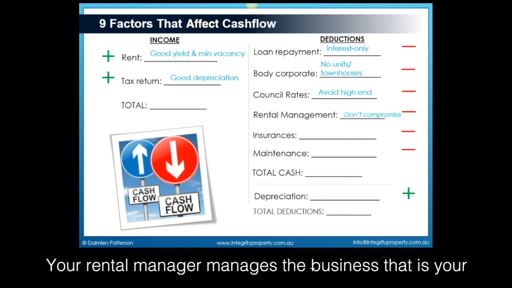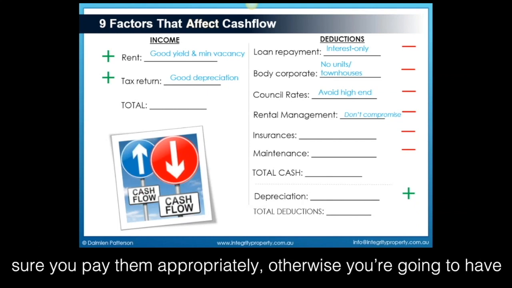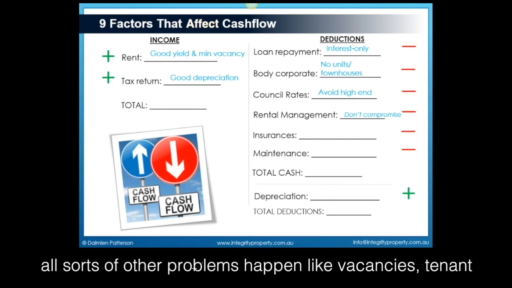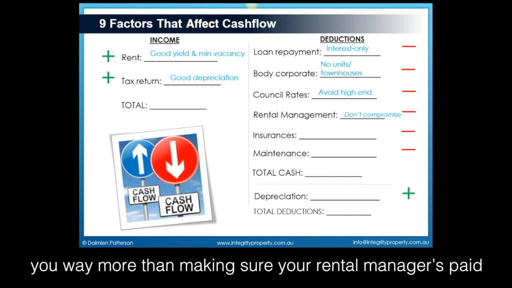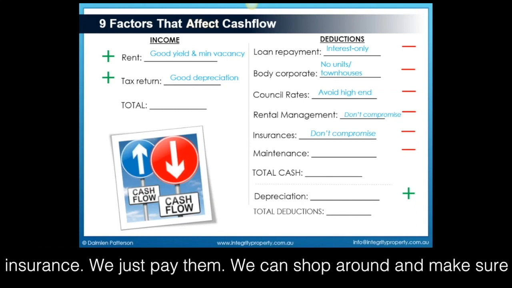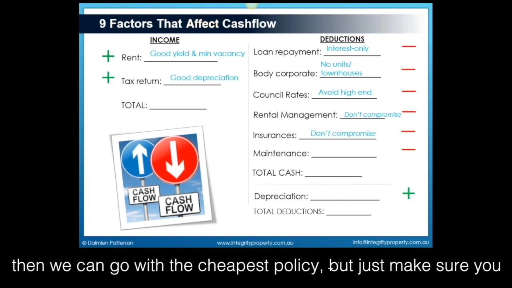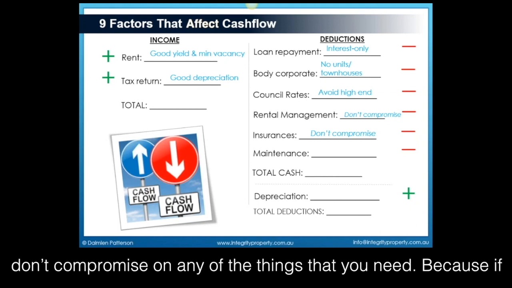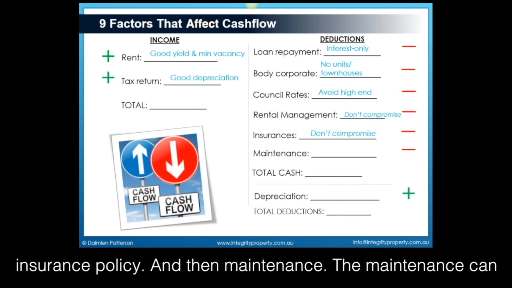Your rental manager manages the business that is your investment property. Make sure you've got the best and make sure you pay them appropriately. Otherwise, you're going to have all sorts of other problems happen, like vacancies, tenant damages, and all sorts of things that are ultimately going to cost you way more than making sure your rental manager is paid properly. Insurances, of course, we don't compromise on insurance. We can shop around and make sure the policy is covering everything we need, and then we can go with the cheapest policy. But just make sure you don't compromise on any of the things that you need, because if you ever need your insurance policy, you really need your insurance policy.